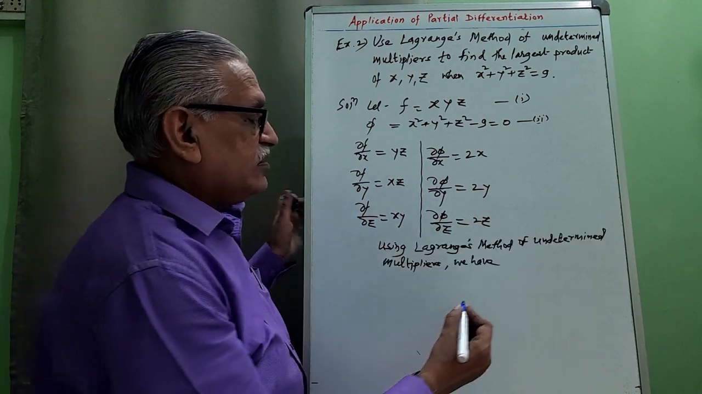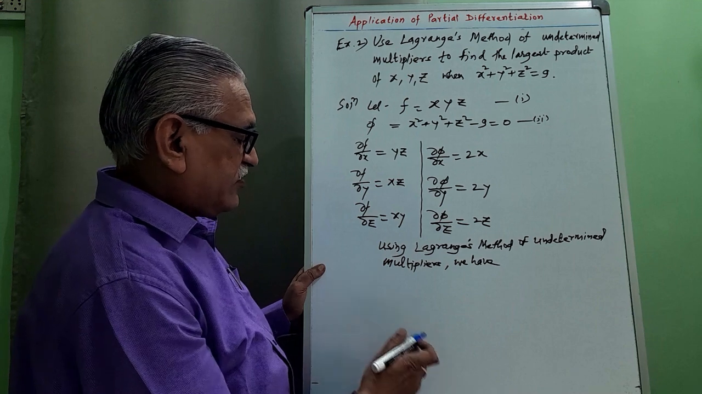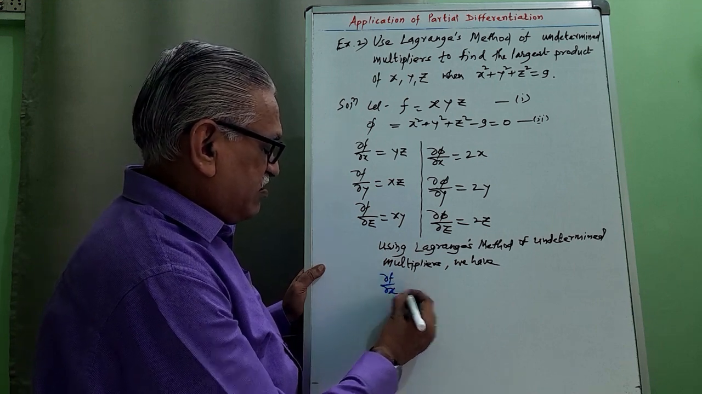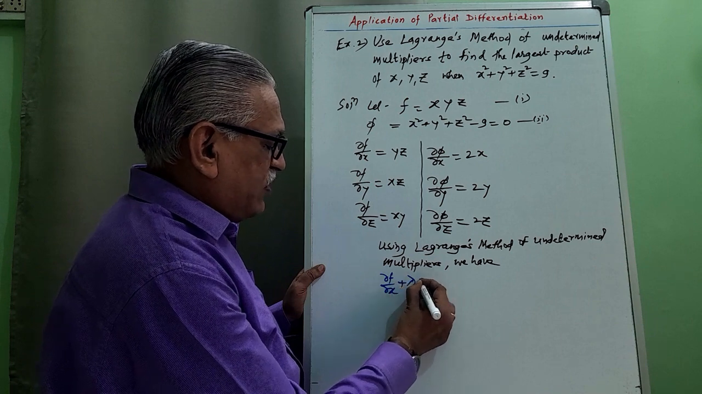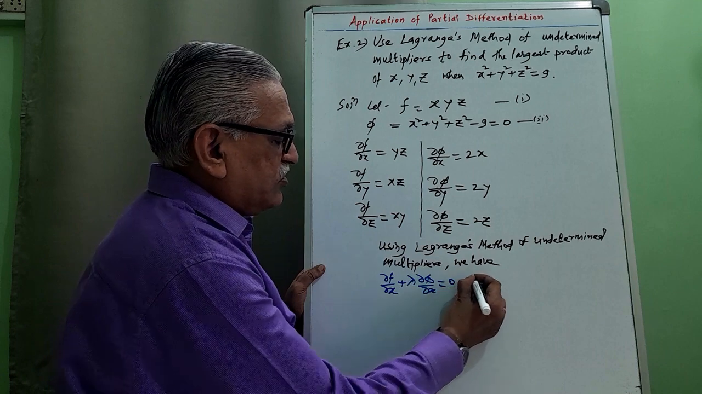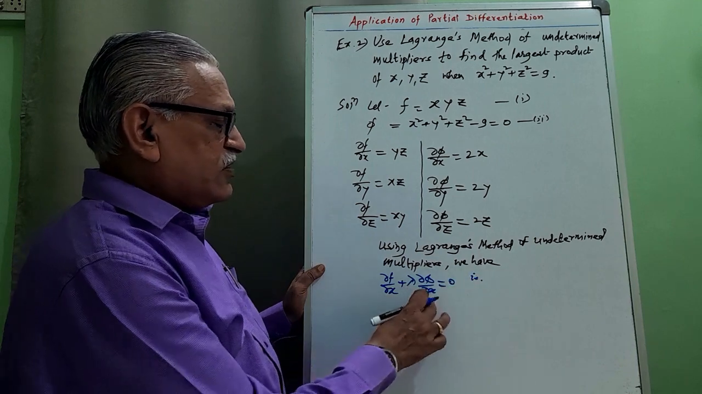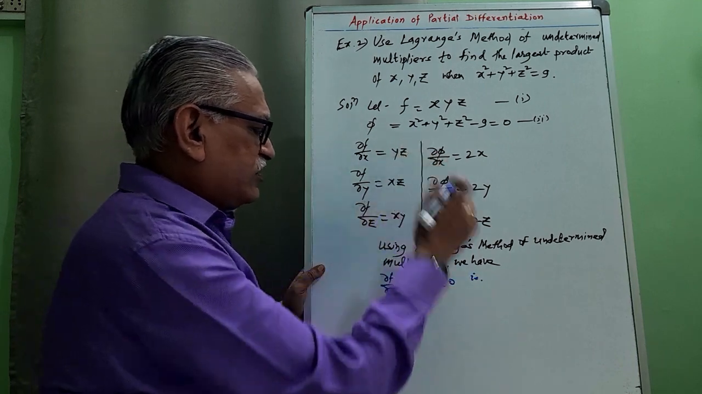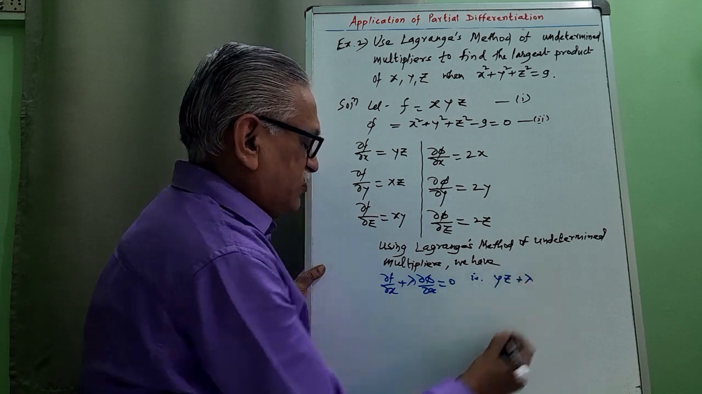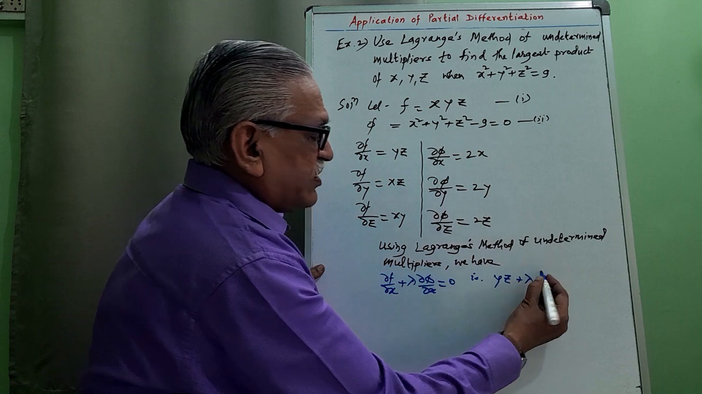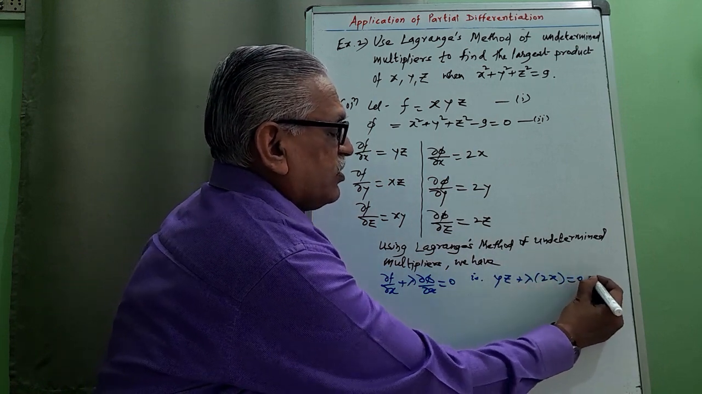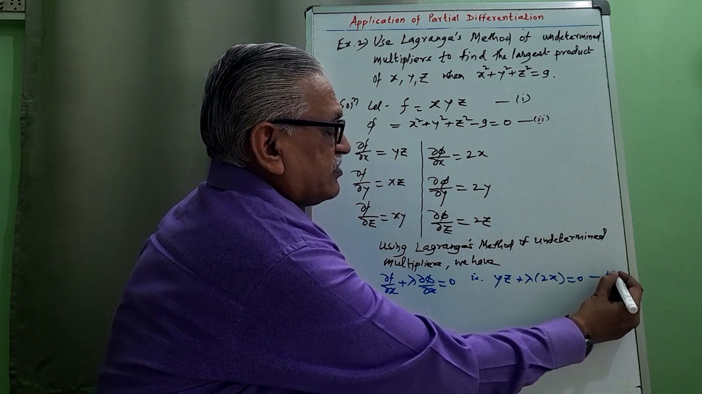Then the first one is dou f by dou x plus lambda into dou phi by dou x equal to 0. That is, substituting the values, dou f by dou x is yz, lambda into dou phi by dou x is 2x, equal to 0. We call this equation number 3.